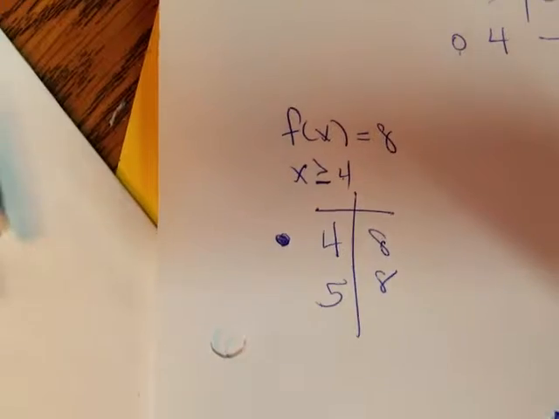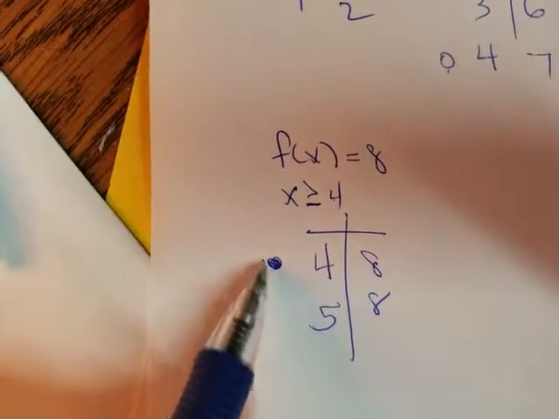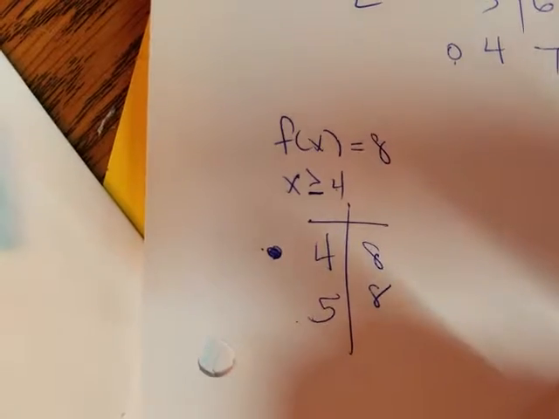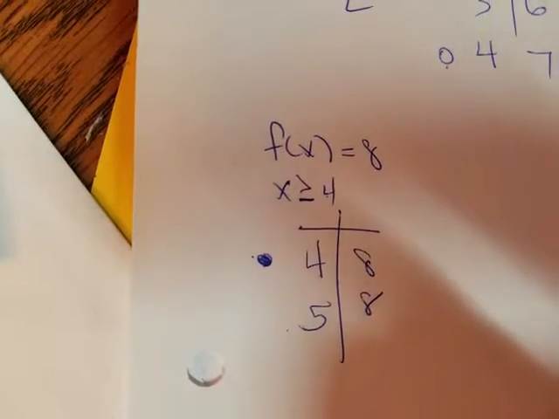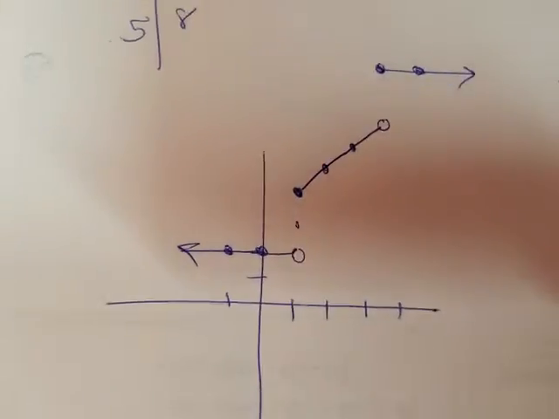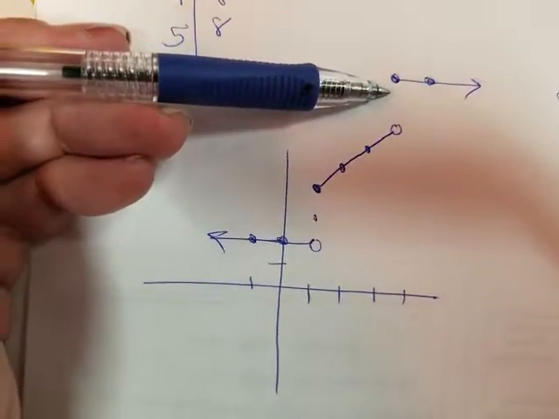Third one, you want to plot the point 4, 8 solid, plot the point 5, 8. So again, you're going to go to 4, 8 solid, 5, 8. And it's going to pass through 5, 8 and go in that direction forever. So that's the third piece.